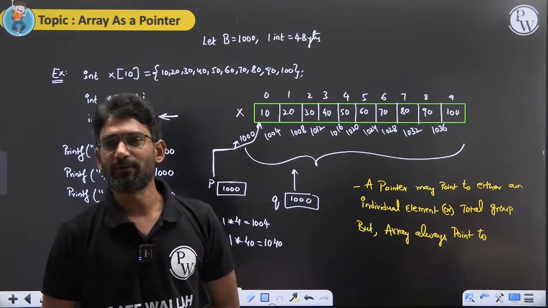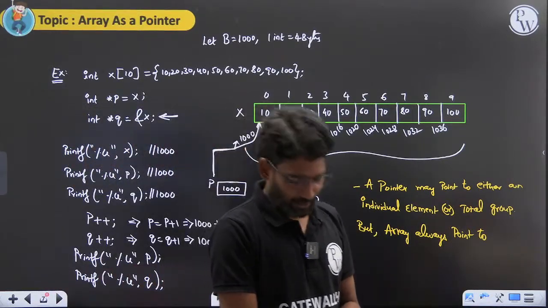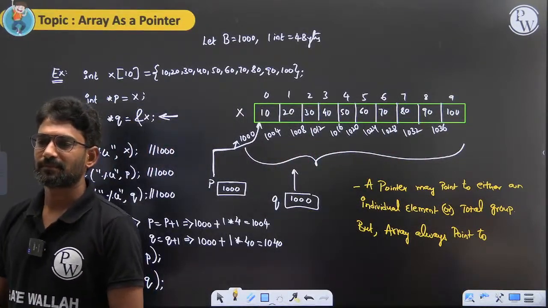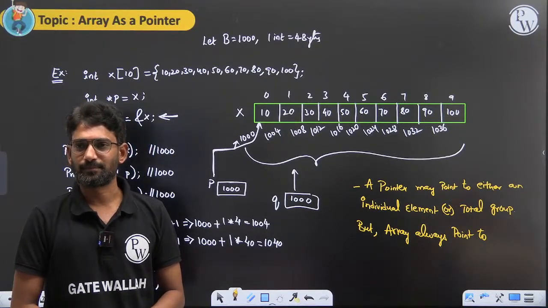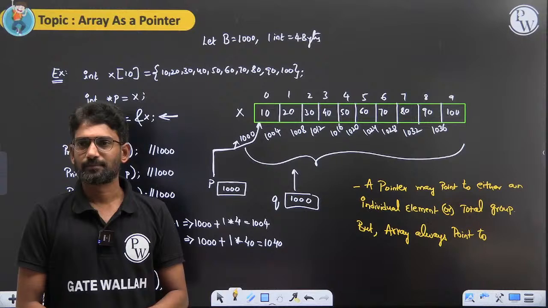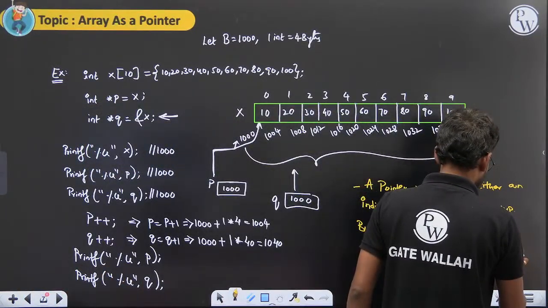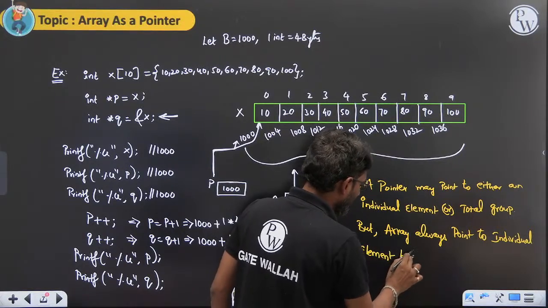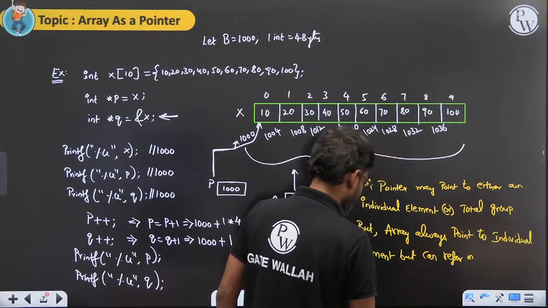Individual element or group of elements? Array always point to what? Individual element or group of elements? Individual element. Array always point to individual element but can refer multiple elements or group.